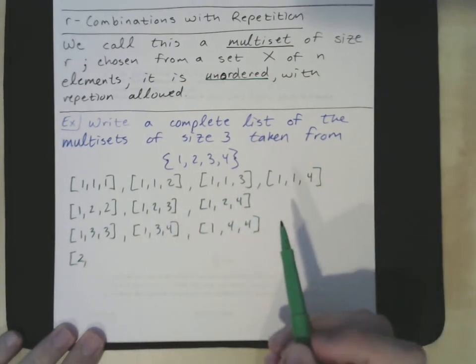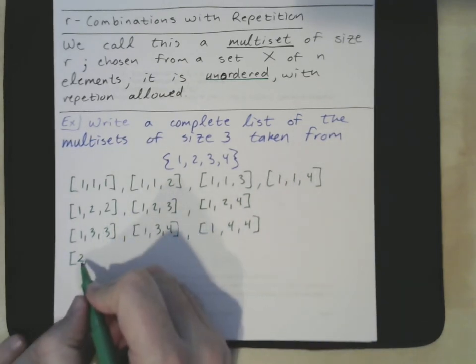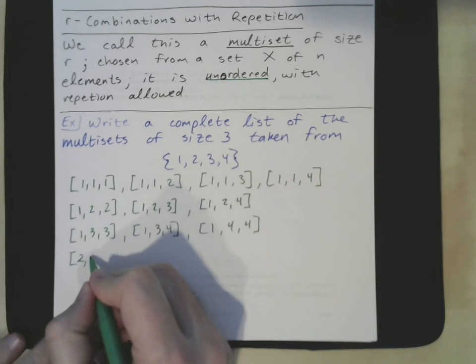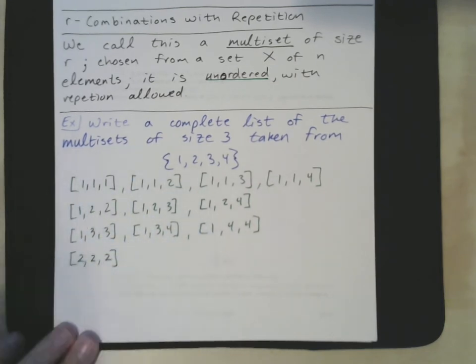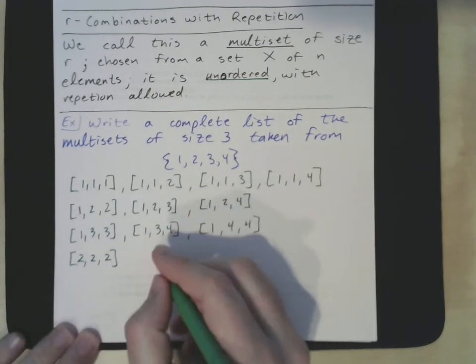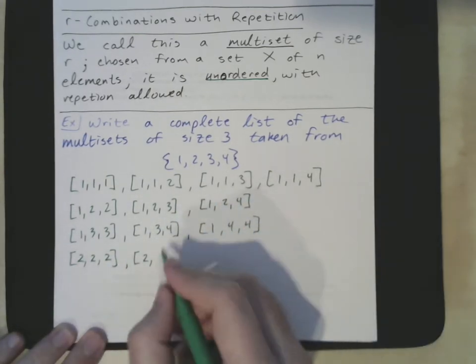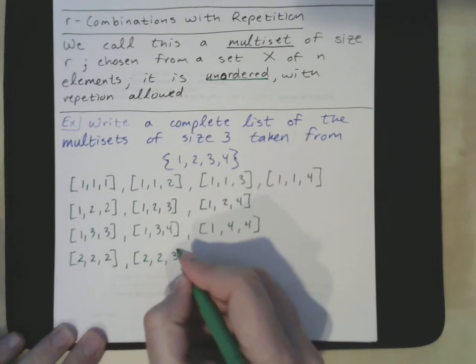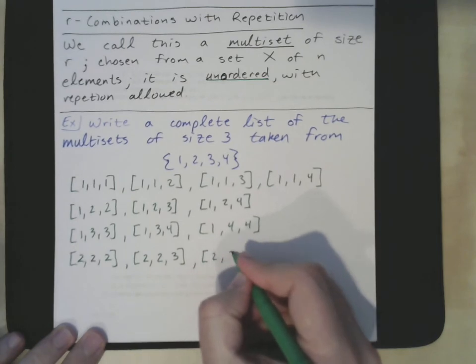And so that leaves us with the things that don't have 1s. So the first multiset of size 3 that has no 1s is 2, 2, 2. Much like the first multiset with 1 was 1, 1, 1. And then the next thing we can do, since we can't have 1s, is just change the last number. So 2, 2, 3, 2, 2, 4.